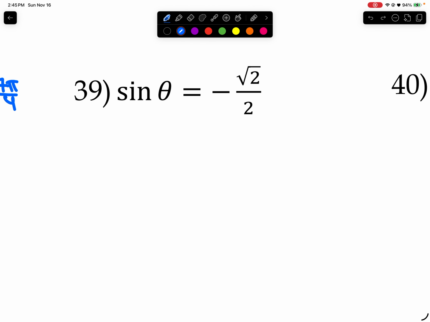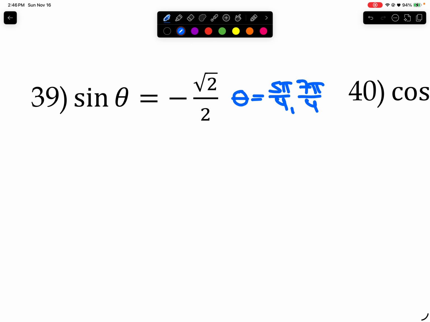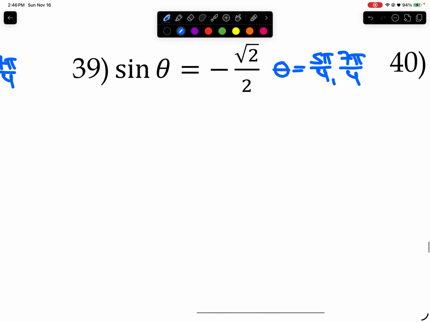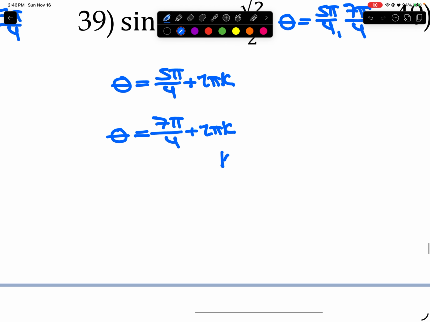Okay, and then we'll go ahead and knock out these last ones. So sine of theta equals negative root 2 over 2. So that's going to happen in quadrant 3 and 4. So that's going to be at 5 pi over 4 and 7 pi over 4. So ask yourself, are those across from each other? No. So one equation or two equations? Two equations. Add pi k or add 2 pi k? We want 2 pi k. Okay, so in this case, we're going to have 5 pi over 4 plus 2 pi k. And then we also are going to want 7 pi over 4 plus 2 pi k. And then where k is an element of the integers.